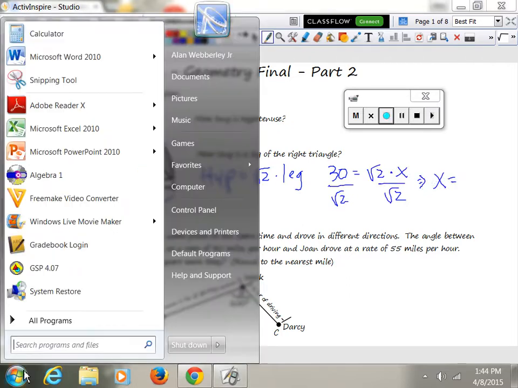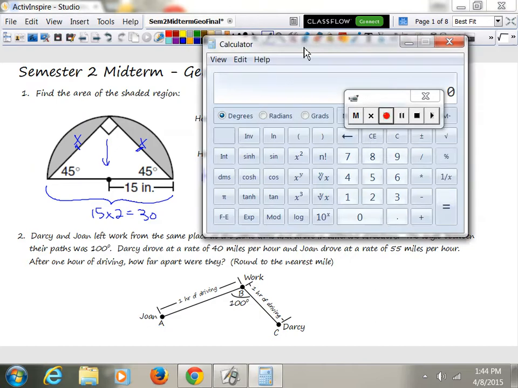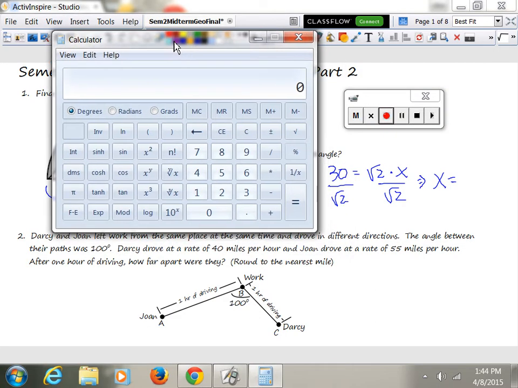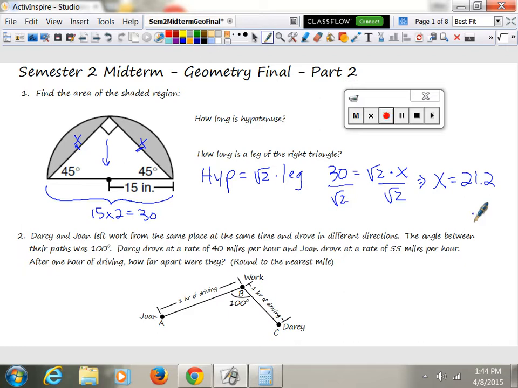let's see, we get our calculator, and you can do 30 divided by radical 2 equals, and you get 21.2, and that would be in inches. Now the last part is to find the area of the shaded part. So you need to take a half a circle and subtract a triangle from it. So this is 21.2. This one is also 21.2.